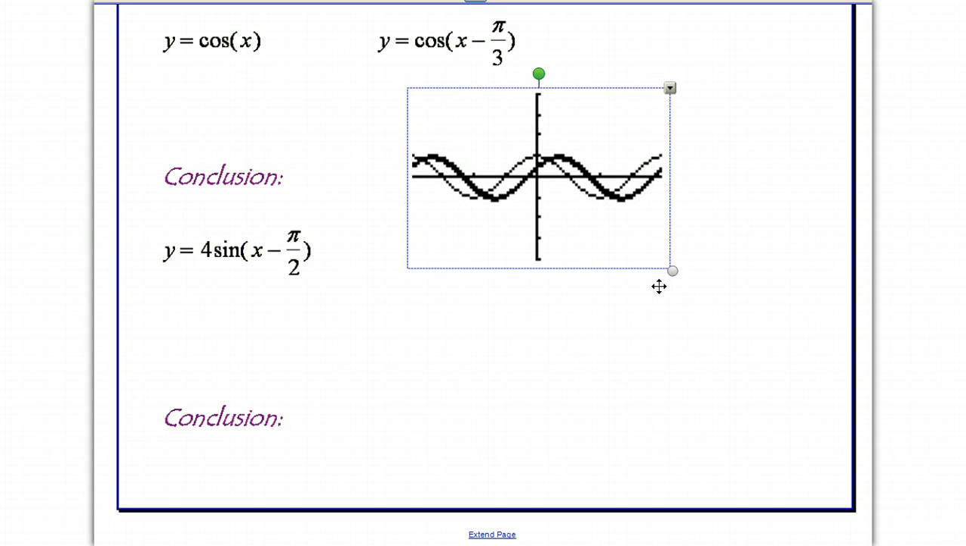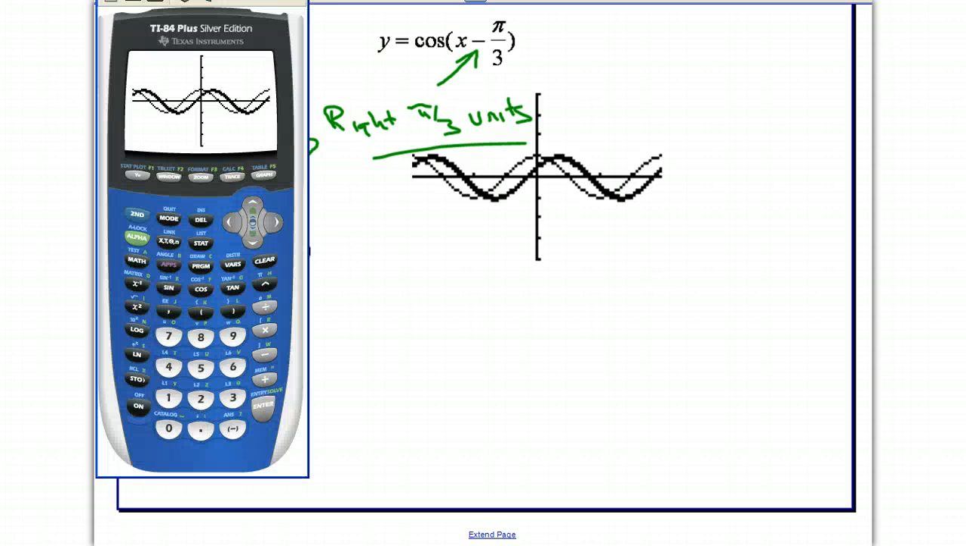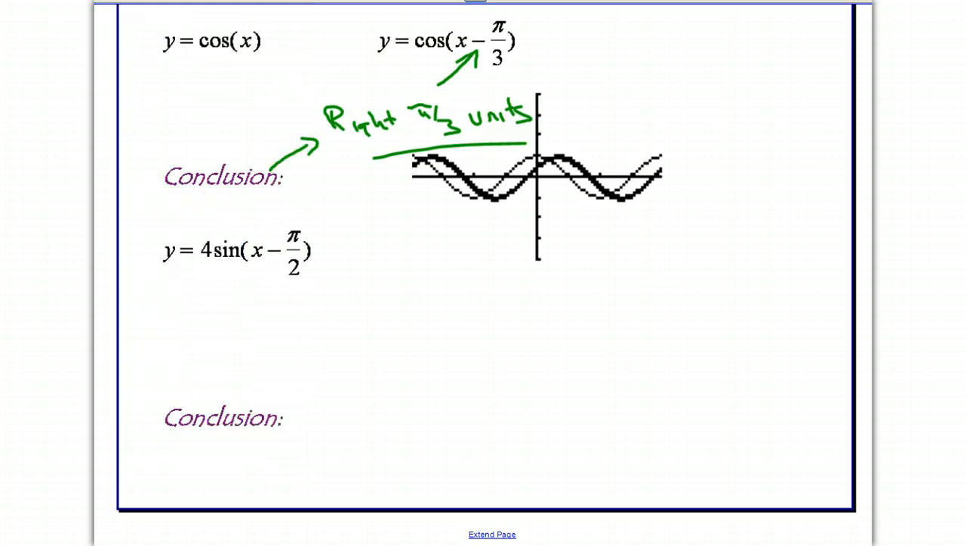Oops, that may be a little too big there. But it shifted it, so minus pi thirds is going to shift it. So this is our conclusion. It goes to the right by pi thirds units. Okay, I think you've got this, but I want to show you one more just because it's kind of interesting. And it's something you may have realized before, but let's look at, oops, I covered it up, sorry. The thing I'm interested in actually is the 4 sine of x minus pi halves.